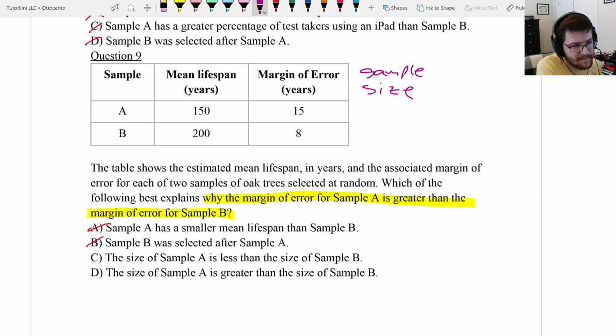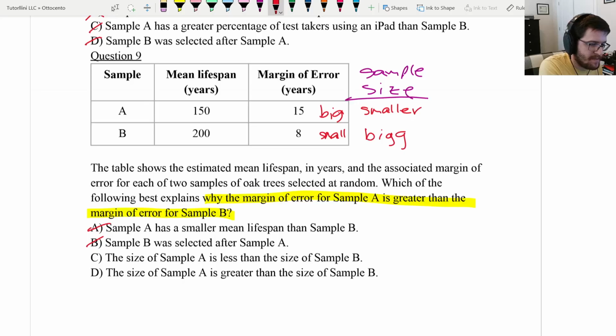This one has the bigger margin of error, and this one has the smaller margin of error. So this one must have the smaller sample size because it's inversely proportional, and this one must have the bigger sample size. So let's see which one makes most sense. Sample A is less than the size of sample B. That actually makes sense. Sample A does have the smaller sample size.